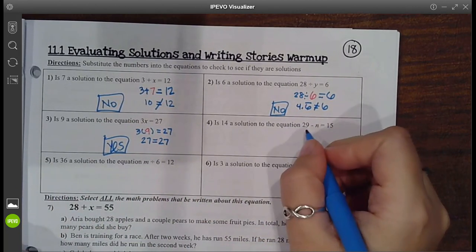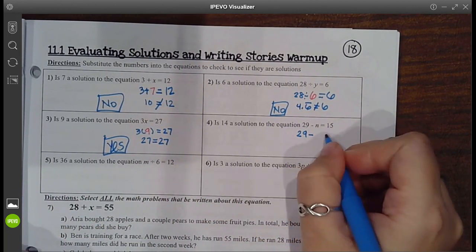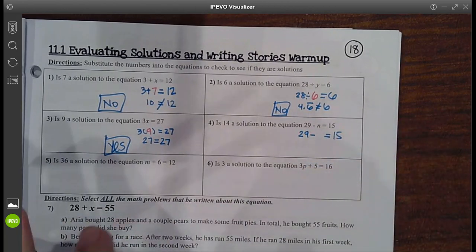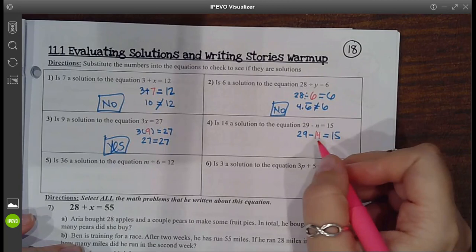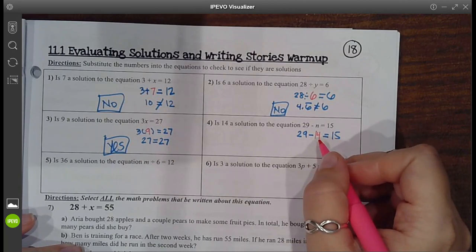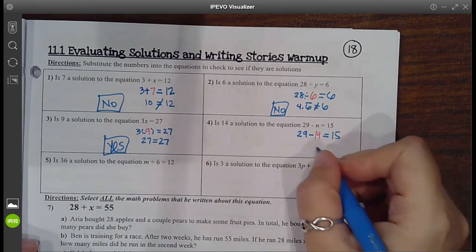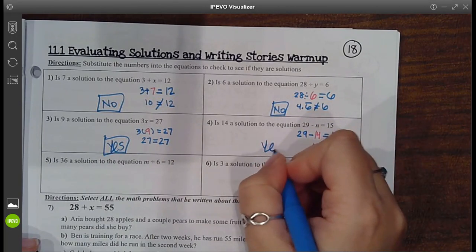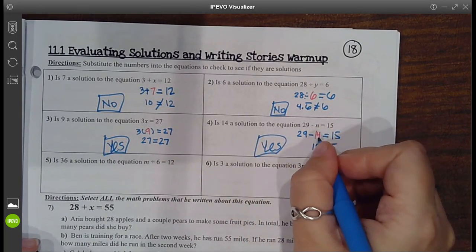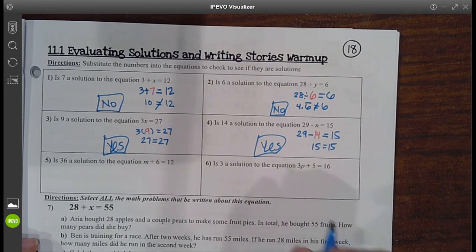Okay, on this side, 29 minus, what do they think n is? They think it's 14. So if I type that in, 29 minus 14, I get 15. Does 15 equal 15? Yes, that is a true statement. So 14 is indeed the solution to plug in for that variable.